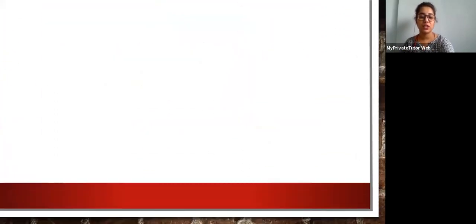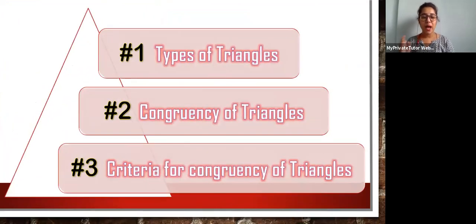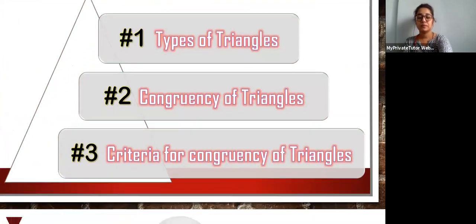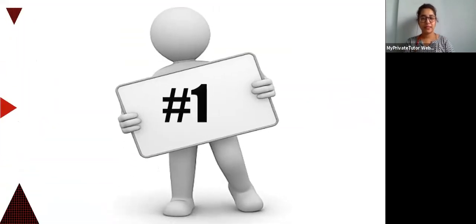So what is the agenda for today? Hashtag one is types of triangles. It is very necessary that you know the types of triangles and what exactly triangles are, which I've already told you. The next topic is congruency of triangles, and criteria for congruency of triangles. So hashtag 2 and hashtag 3 are all about congruency of triangles. Let's get into the first part, hashtag 1.